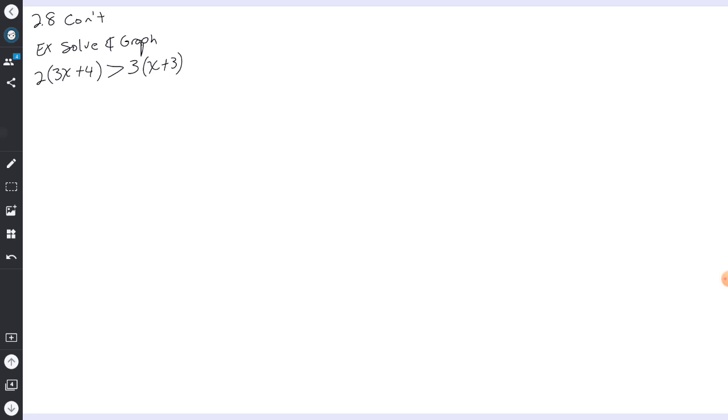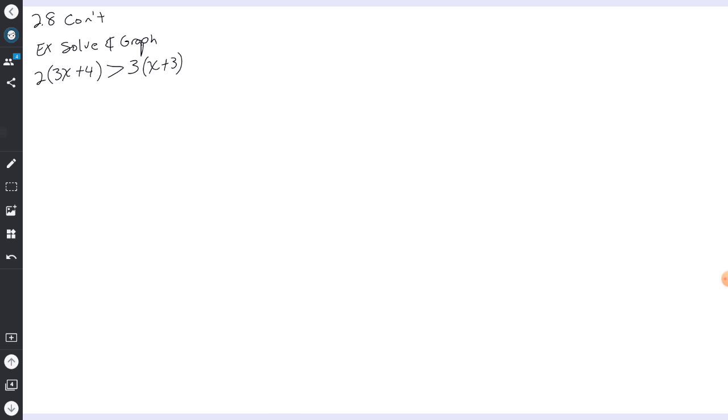All right, so here we have 2 times (3x plus 4) is greater than 3 times (x plus 3). And we want to solve this and graph it. Again, we have the inequality, but we will start to solve this the same way as if we had an equal symbol there. So where would we go? What would we do here?